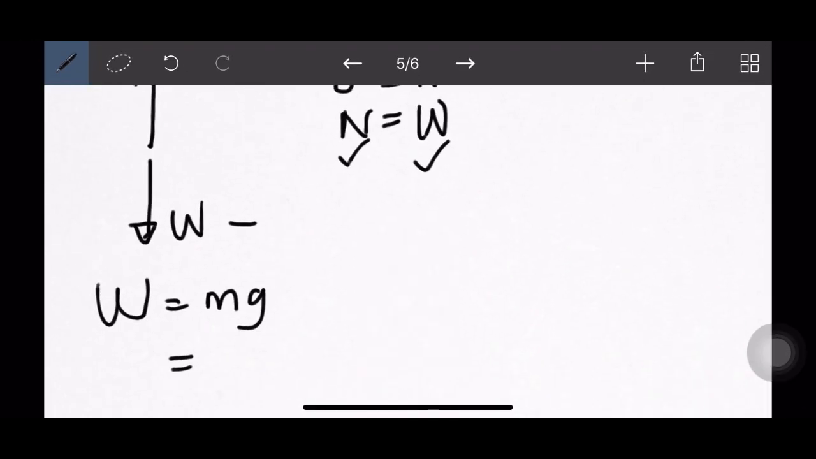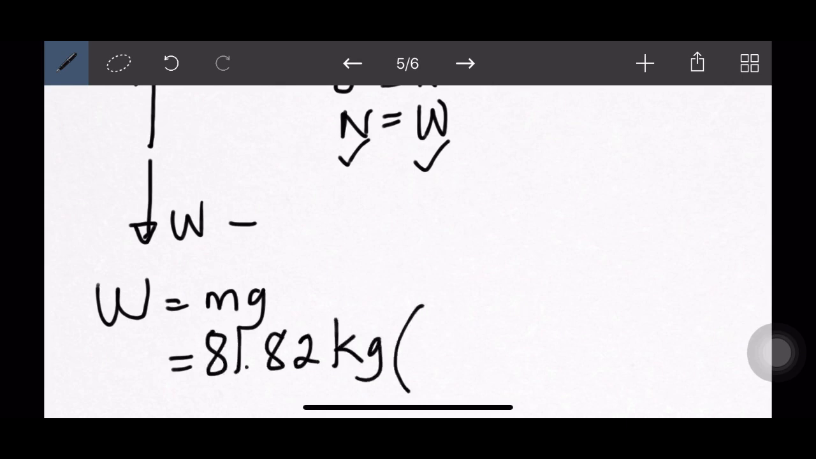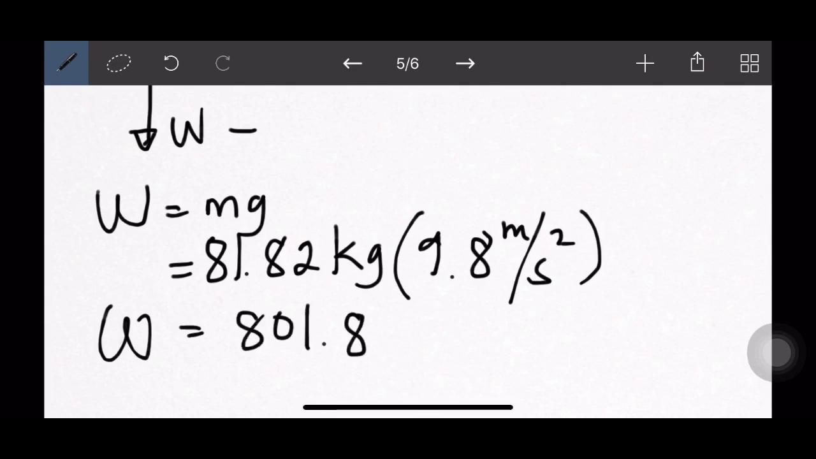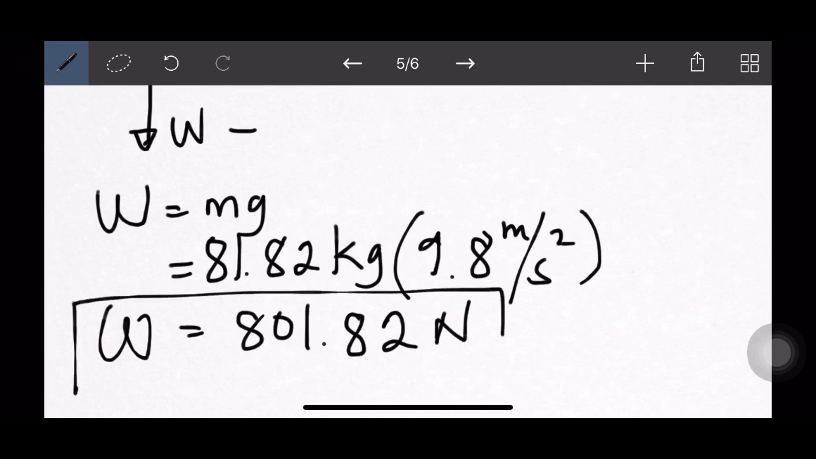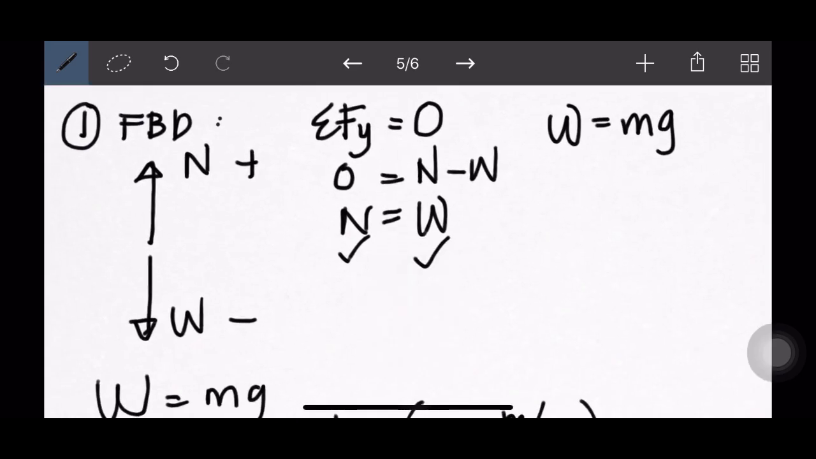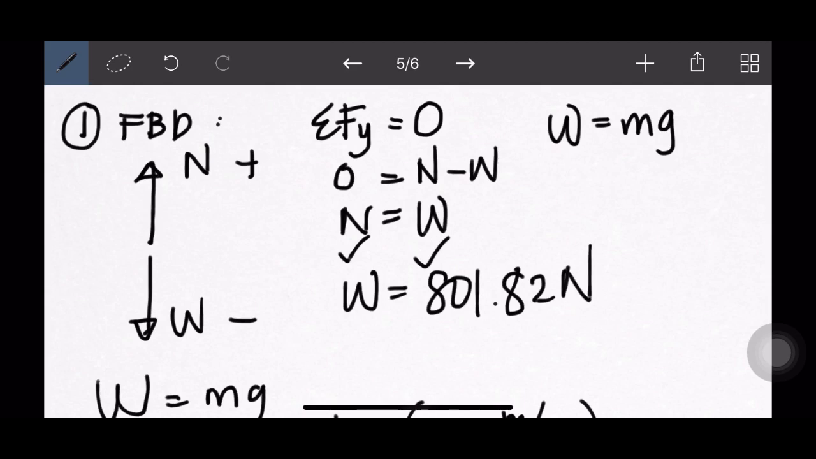So we have 81.82 kilograms, and since the acceleration due to Earth's gravity is 9.8 meters per second squared, therefore the weight of the cargo is 801.82 Newton. So this is the value of the weight of the cargo, and since it is in equilibrium, whatever the value of the weight is will also be the value of the normal force. So 801.82 Newton is also the normal force value.